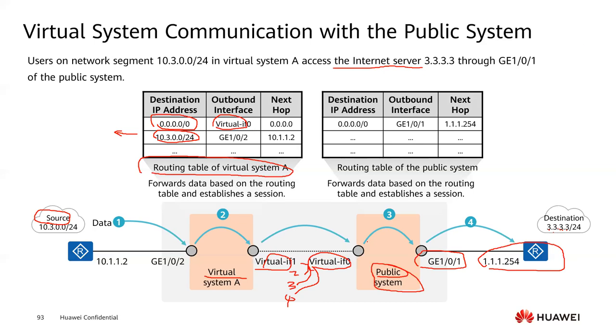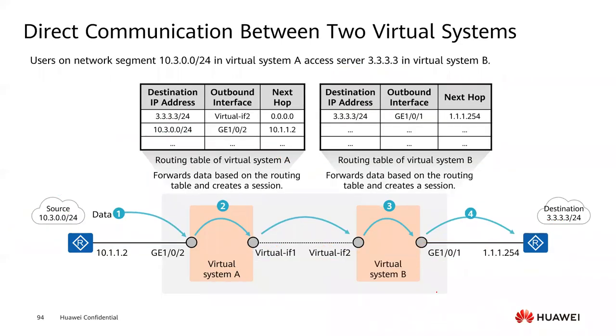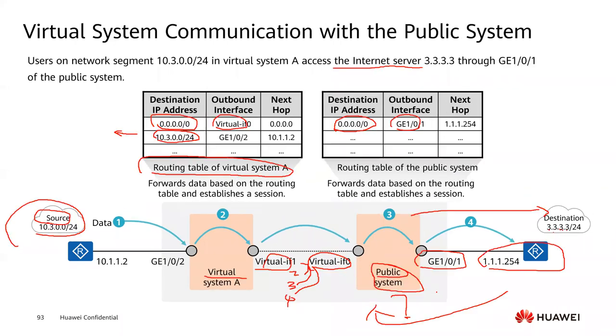And you will find that the public system will only have a default route, right? And the next hop is 1.1.1.254, and it only has a route to the destination. This public system doesn't have a route to the source. How does the public system forward the reply packet from the destination? Maybe you will be confused. How does it achieve this? I will tell you.